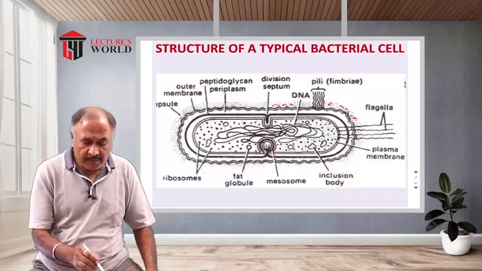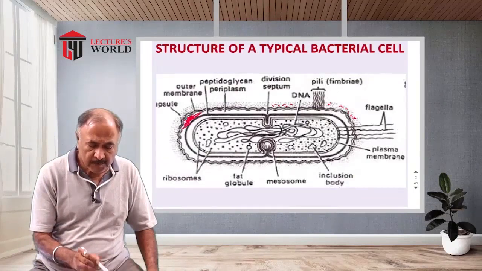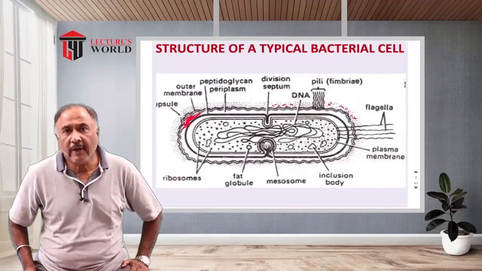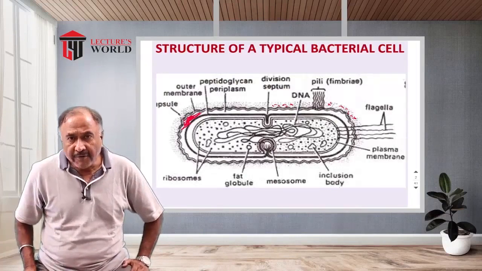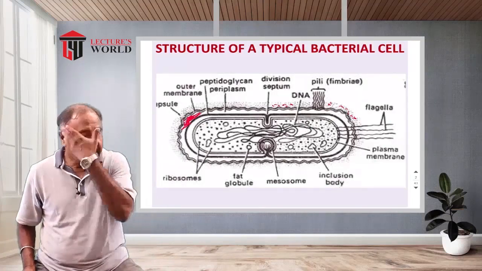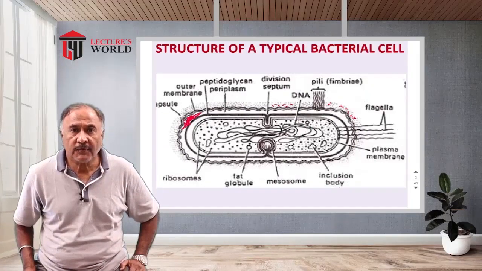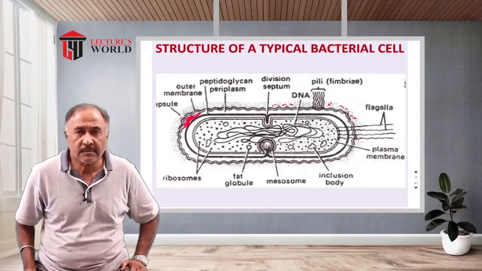Next to it comes the cell wall. This part is the cell wall. The whole of this is the cell wall. The cell wall will vary; we will see in detail the structure of each and every component. After the cell wall, what we have is the cell membrane, the cytoplasmic membrane. Many times it is also known as the protoplasmic membrane. So the cell membrane or cytoplasmic membrane comes beneath the cell wall.